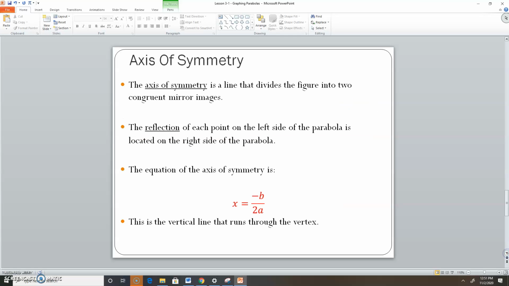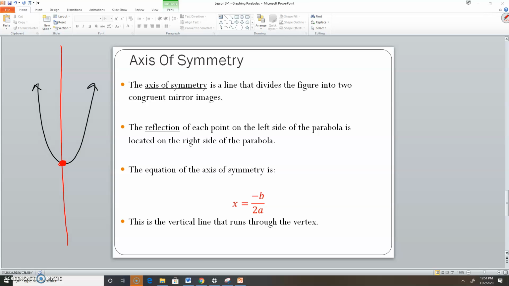Now, the axis of symmetry is a line that divides a figure into two congruent mirror images. The reflection of each point on the left of the parabola is located on the right side of the parabola as well. Okay? So if my axis of symmetry runs down the middle of my parabola, what point does it have to run through? It has to run through my vertex.